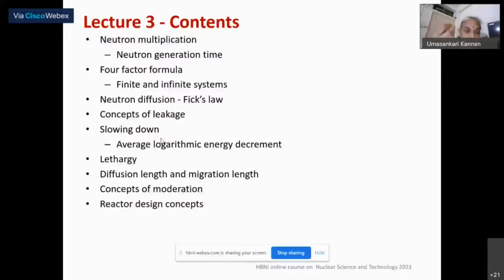So, some brief concepts on slowing down and what the energy decrement on a collision is. And I will introduce a concept of lethargy. And when we're talking about thermal neutrons, I will introduce the concept of diffusion length. And I will leave you with some basic reactor design concepts for different types of reactors.